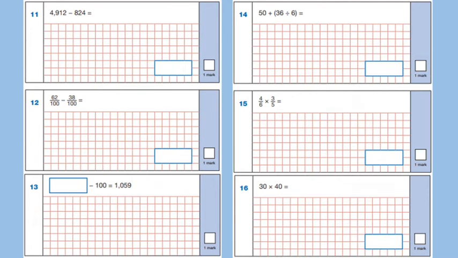Pause the screen, have a go. There's a couple more on the next slide, 10 in total, and once you've done, we'll go through the answers together. Good luck.